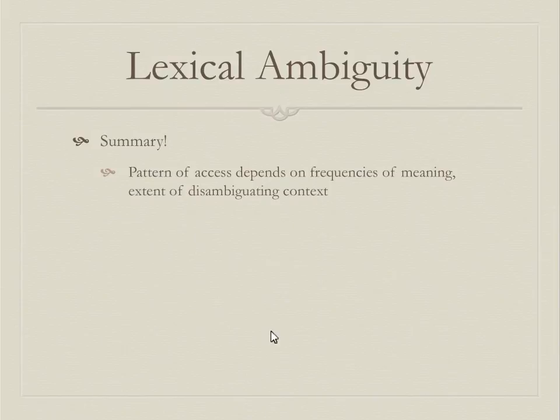Okay. So, kind of a summary of this section, this is the part that's important, is that the access of the meanings of the words after word recognition on just a purely physical level depends on frequency of meaning and the extent of how well context has disambiguated what's going on. So context and meaning, word frequency, frequency of meaning, not the word itself, interact to help us disambiguate sentences.